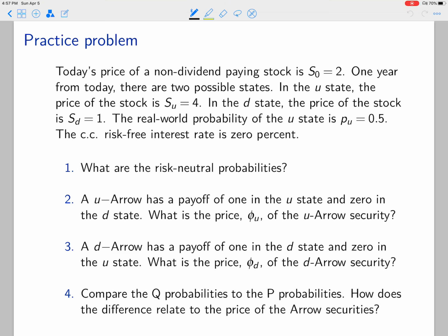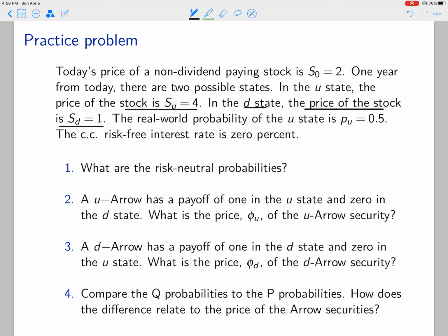Okay. So let's work through the problem. The problem statement is as follows. We have a non-dividend paying stock S. Today's price of the stock is S0 equal to 2. And 1 year from today, there are two possible states in which the stock's price will vary. In the up state, the stock's price is going to be SU equal to 4. And in the D state, the price of the stock is going to be SD equal to 1.